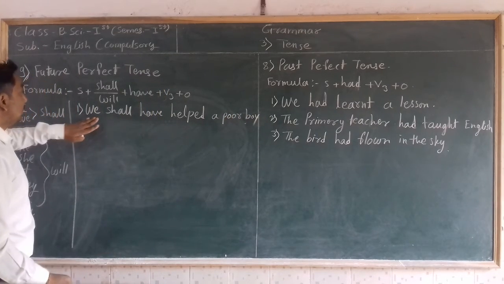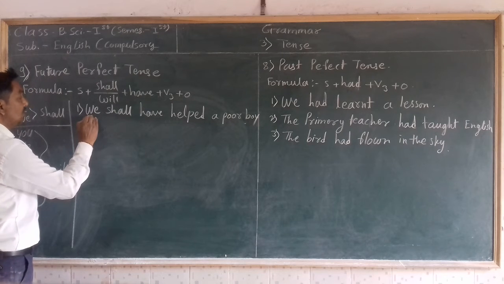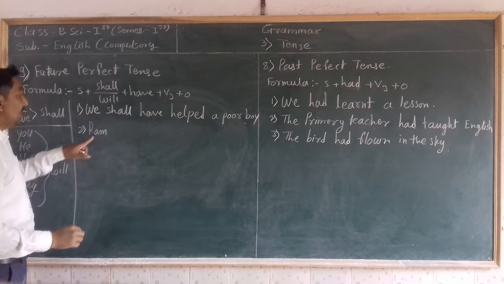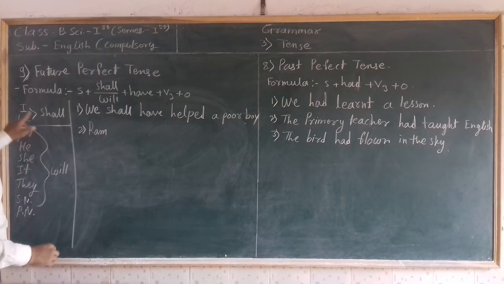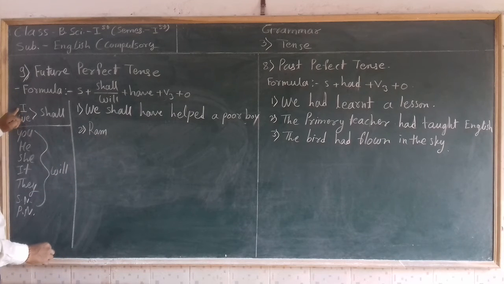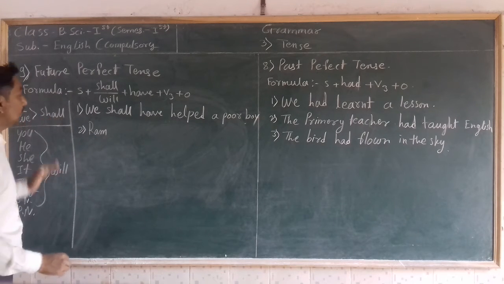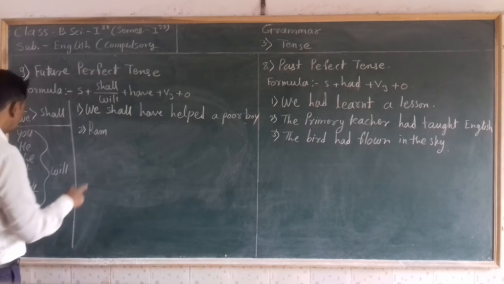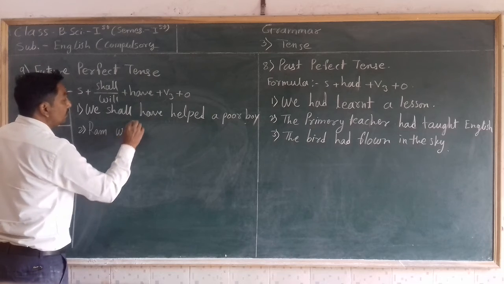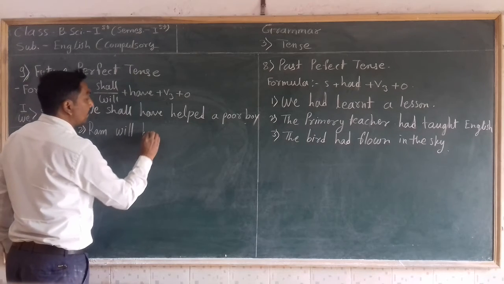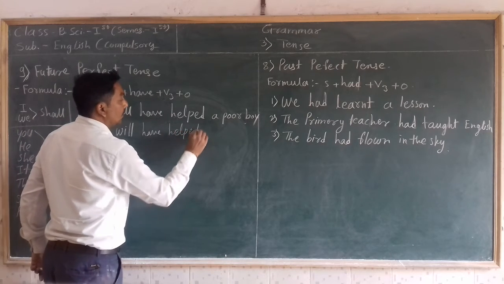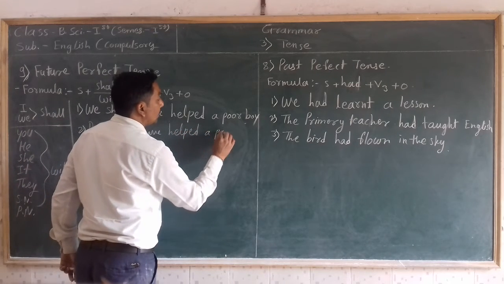If I change the subject in the sentence, suppose instead of we, I take the singular noun Ram. If there is any subject instead of I or we, use will in front of it. If the subject is I or we, take shall in front of it. So here the subject is Ram, a singular noun, and use will in front of it in future perfect tense. Then take have, then V3, help, then the object, a poor boy.